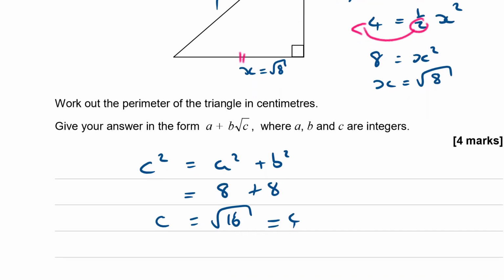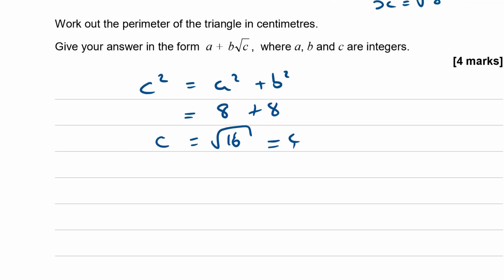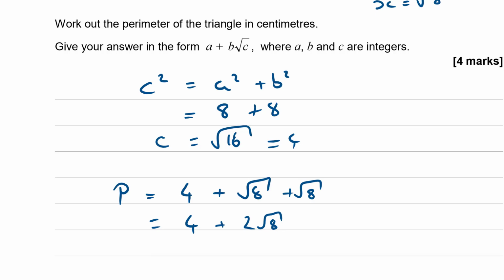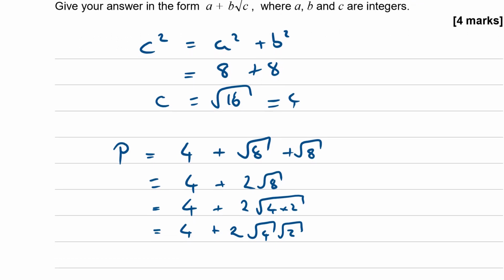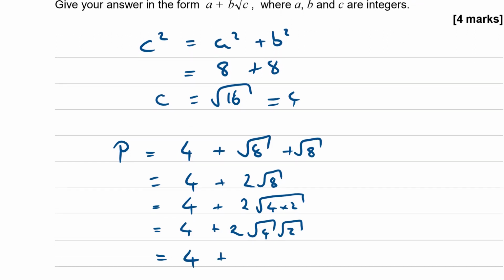So then the perimeter of this shape is going to be 4 plus root 8 plus root 8, which is 4 plus 2 root 8. But 8 is a multiple of 4, and 4 is a square number, so I can simplify that a little bit more yet. So I can say that that's root 4 times 2, breaking that into two separate square roots. The square root of 4 is 2, and 2 times 2 is 4. So I can rewrite that as 4 plus 4 root 2.